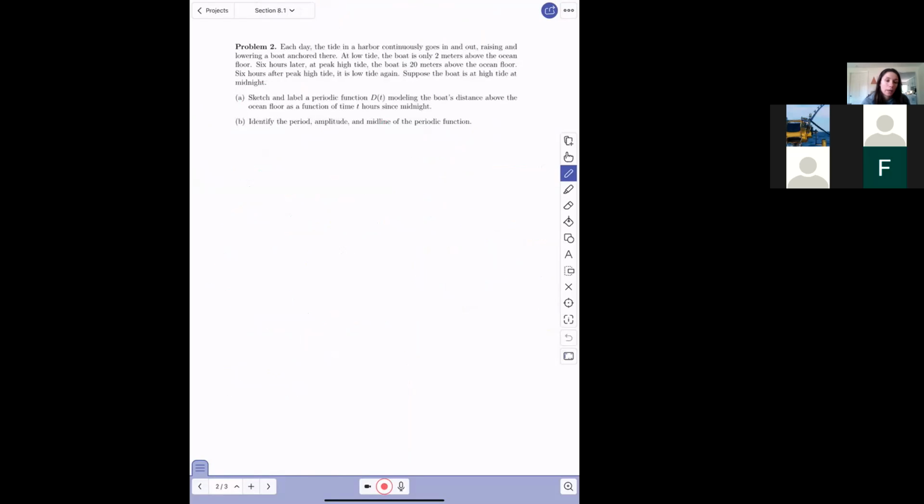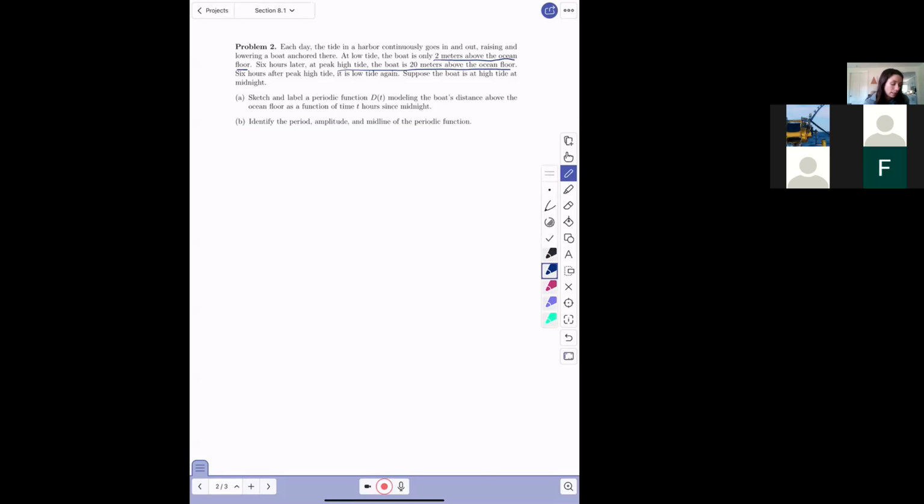Problem 2. So now all we have is 2 word problems to apply what we just learned. Each day the tide in a harbor continuously goes in and out, rising and lowering a boat anchored there. At low tide, the boat is only 2 meters above the ocean floor. 6 hours later, at peak high tide, the boat is at 20 meters above the ocean floor. 6 hours after peak high tide is low tide again, and it continues.